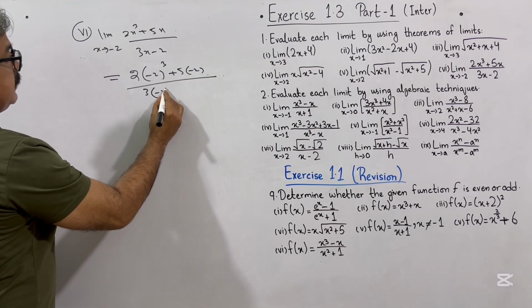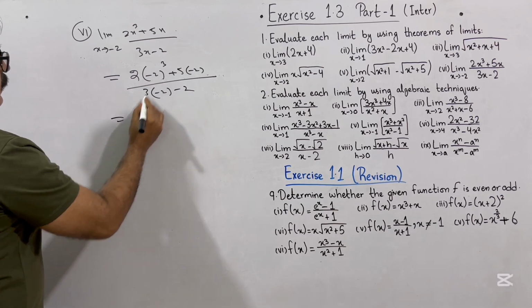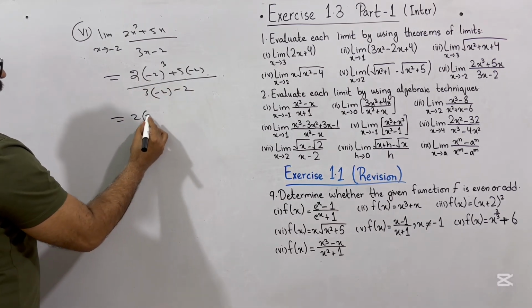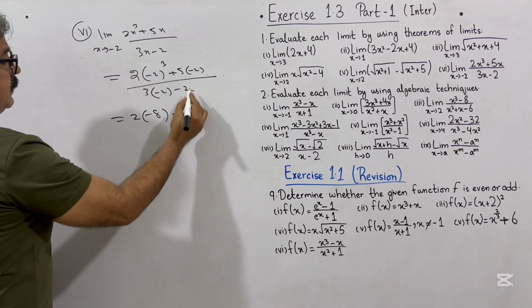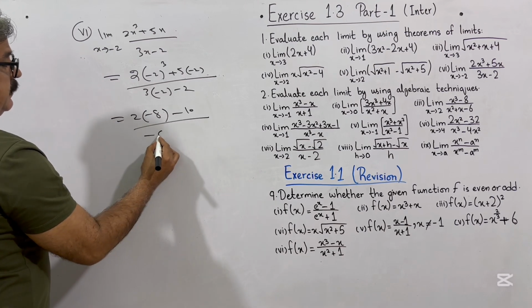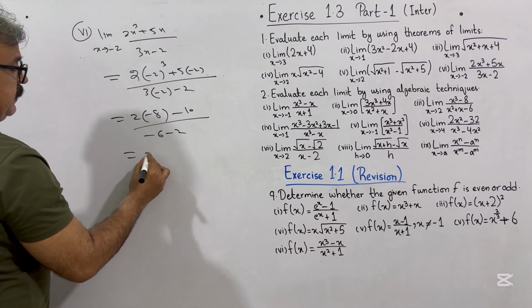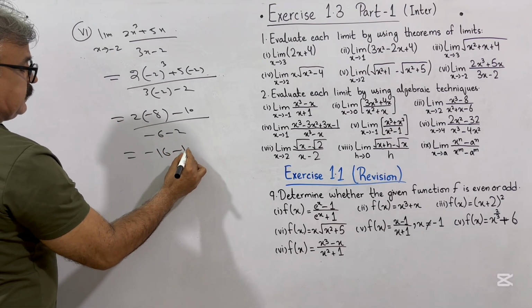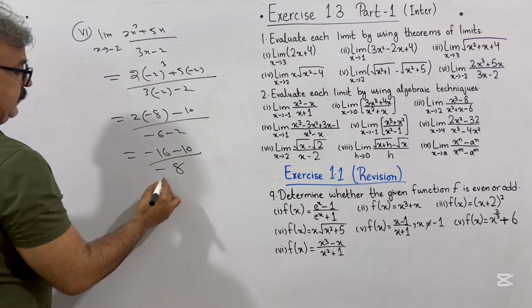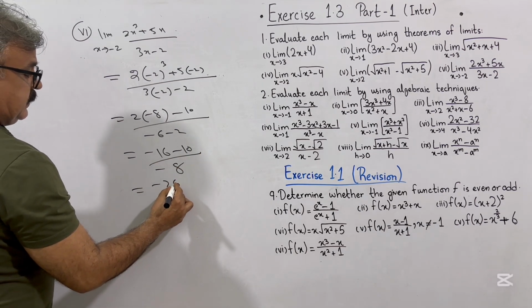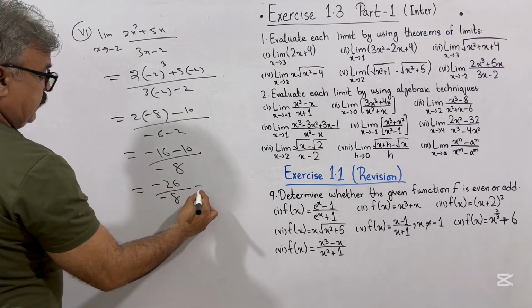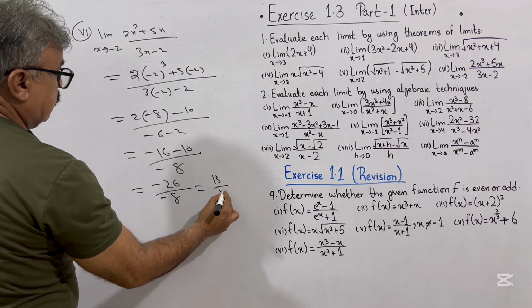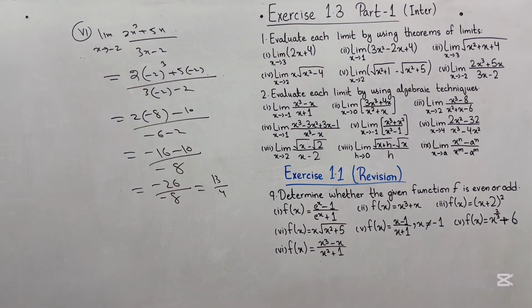Overall 3 times minus 2 and minus 2. Cube of minus 2 is minus 8. 5 times 10 plus minus 6 minus 2. It will become minus 16 minus 10 over minus 8. Minus 26 over minus 8. Applying table of 2, 13 over 4 if I am not wrong.